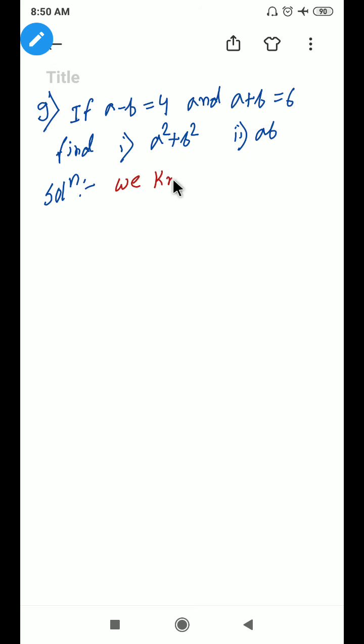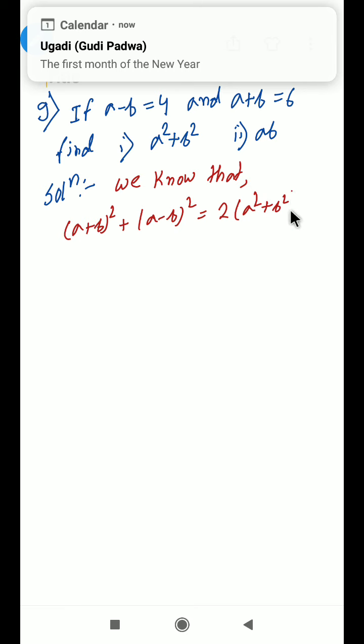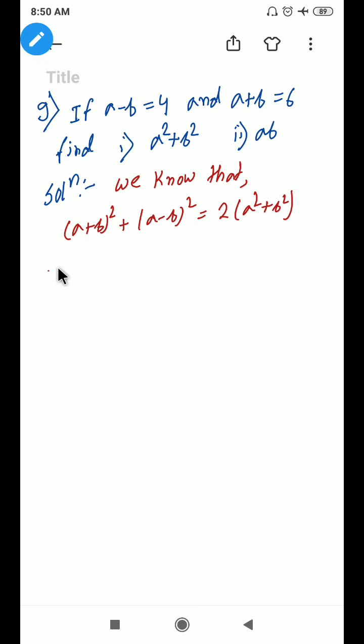So we know that, this time you have to use which formula? (a plus b) whole square plus (a minus b) whole square is equal to 2 into (a square plus b square). Because a minus b is given, a plus b is also given, you have to find out a square plus b square. So a plus b is given 6, so this will be 6 square, plus a minus b is given 4, so 4 square, is equal to 2 into (a square plus b square).